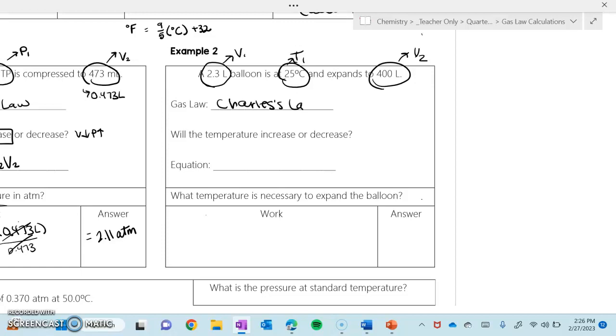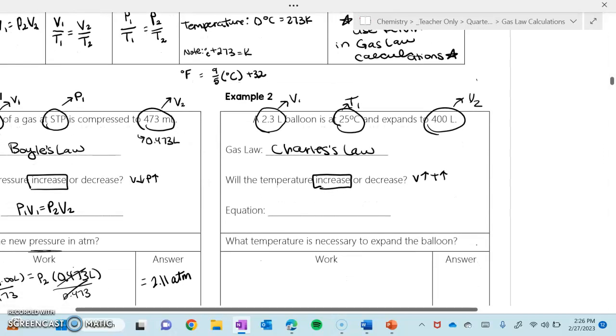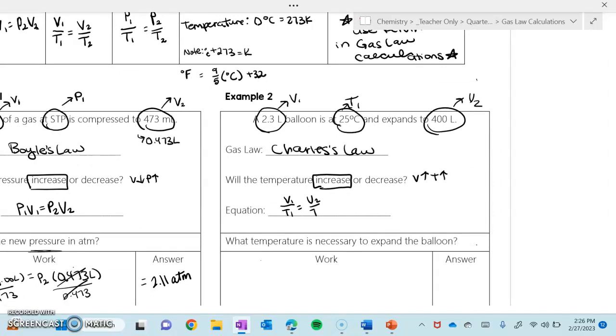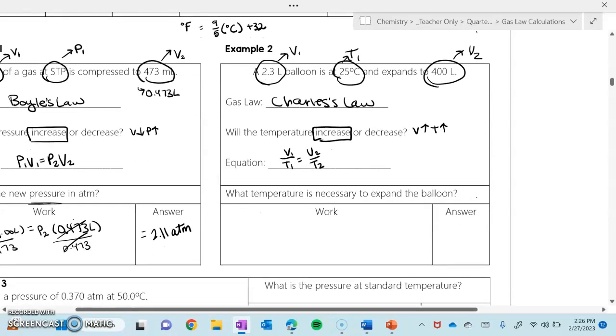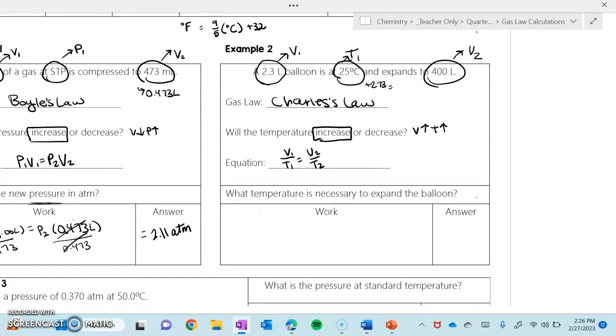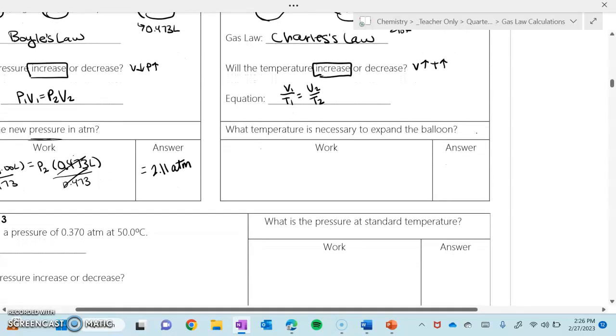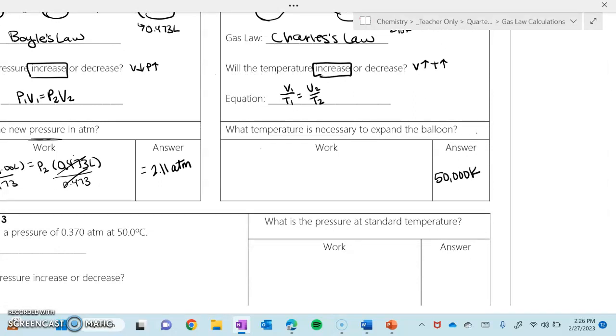Charles' law. Our volume is going up significantly, so that means our temperature is also going to be going up. This is our relationship from last week. So our new equation here is V1 over T1 equals V2 over T2. Make sure your Celsius is added to 273, so it's in Kelvin. And then plug and chug. Your answer should have 1 significant figure. You do the work, but there's your answer, 50,000.